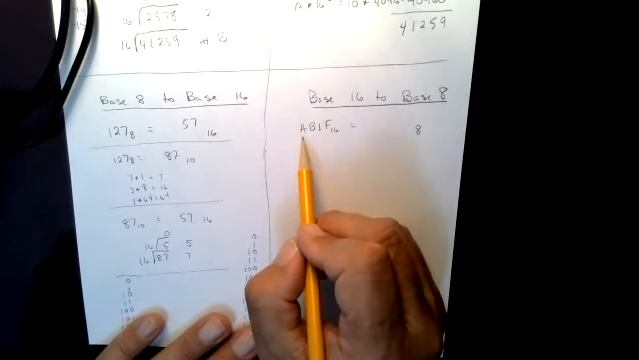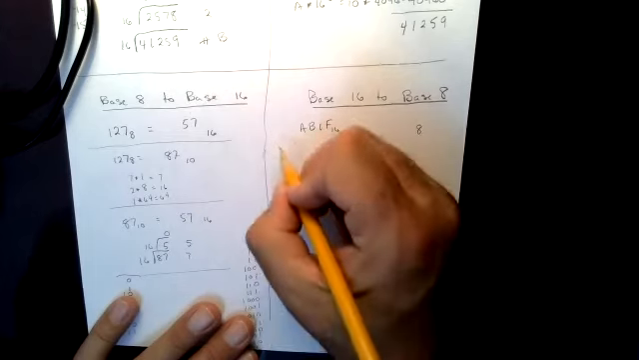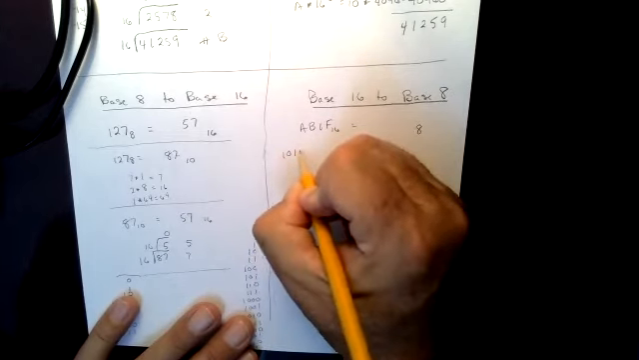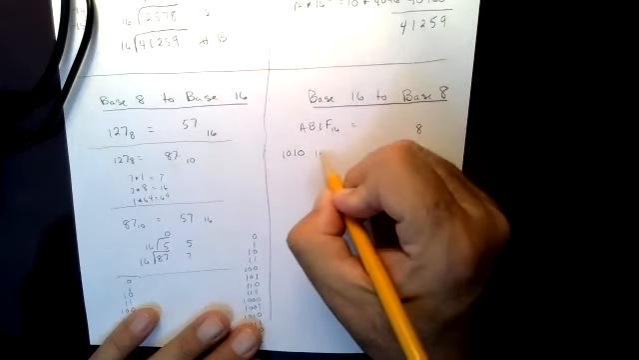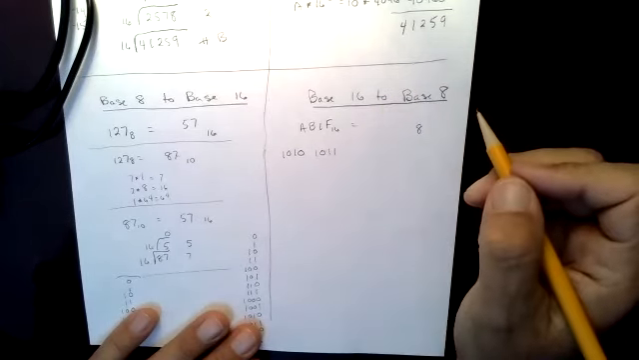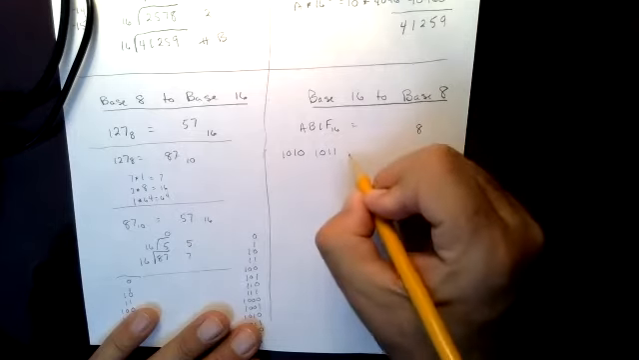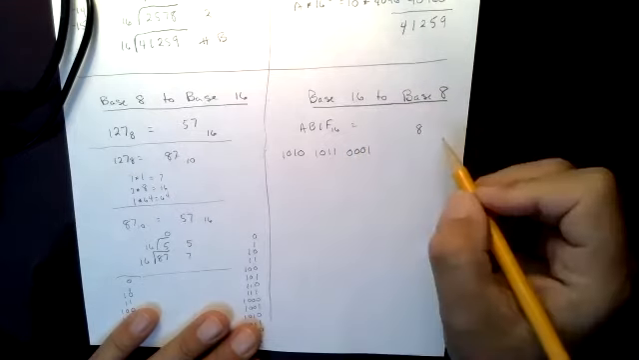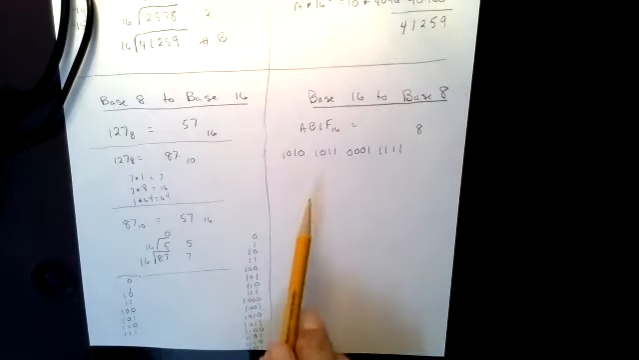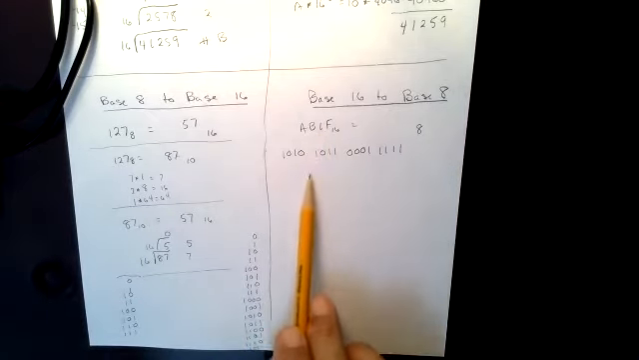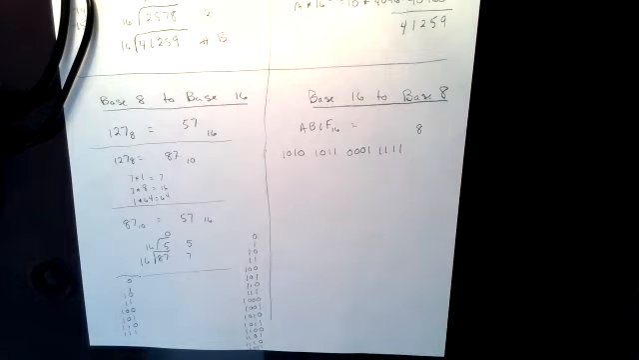What was A? A was 10. That was 1, 0, 1, 0. What would B be? 1, 0, 1, 1. What would 1 be? 0, 0, 0, 1. And what is F? All ones. Okay, so I can quickly go from base 16 to base 2. There it is. And like I said, you can confirm that by going to base 10.